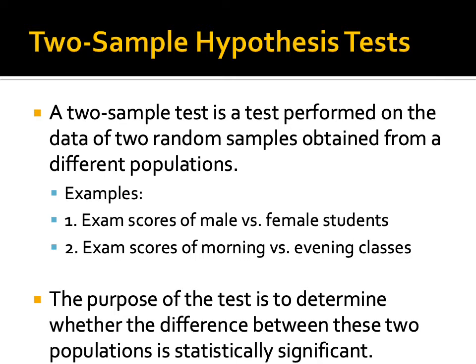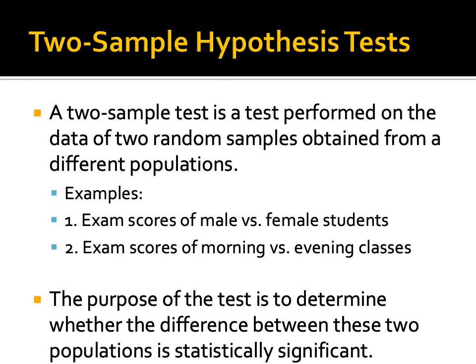So two-sample hypothesis test. A two-sample test is a test performed on data of 2 random samples obtained from different populations. So example 1, exam scores of male versus female students. Example 2, exam scores of morning versus evening classes. Here we're going to try to compare to see whether there's a statistically significant difference between the two populations.